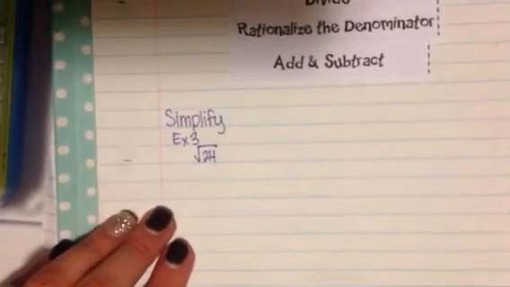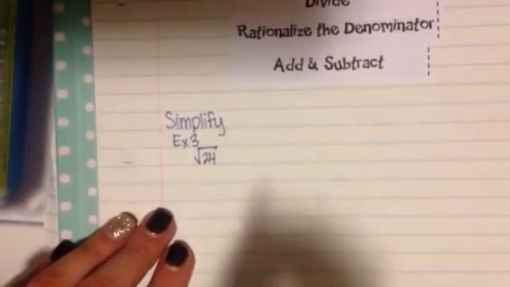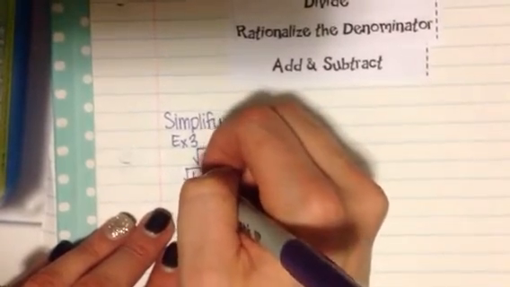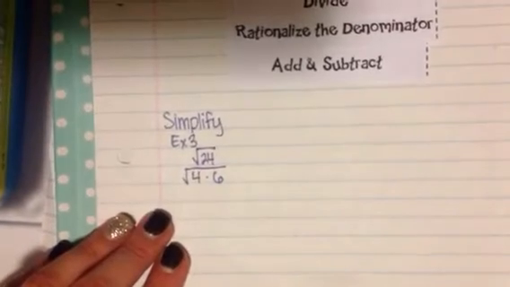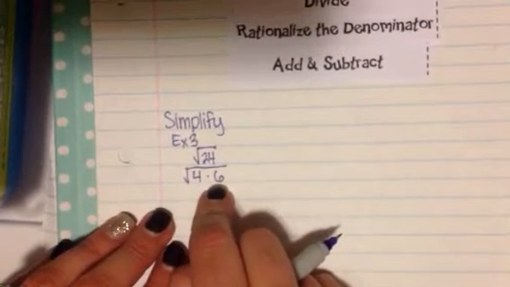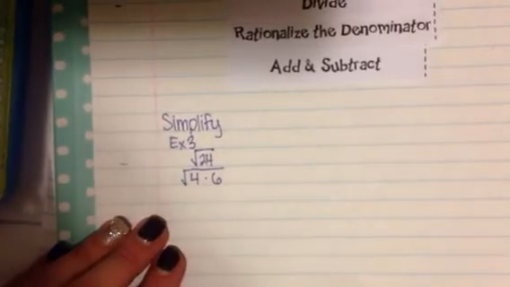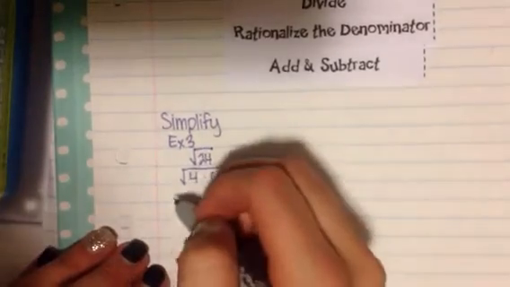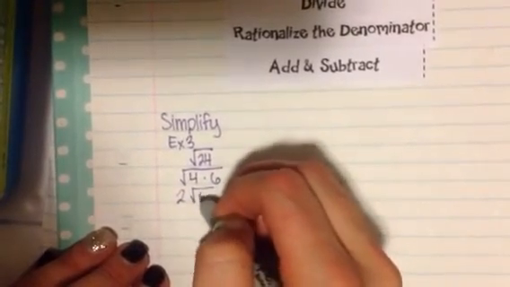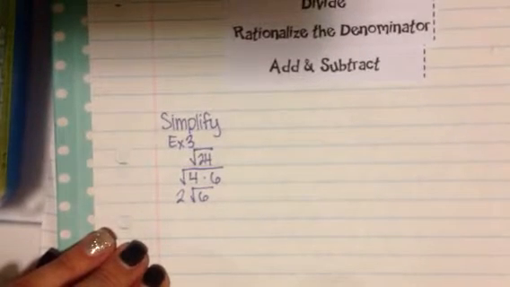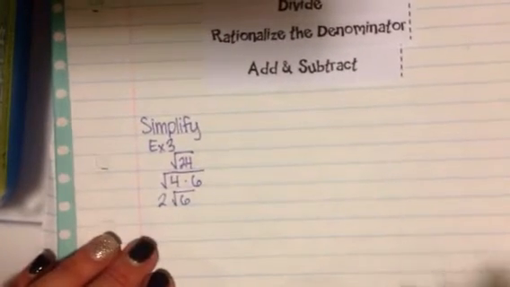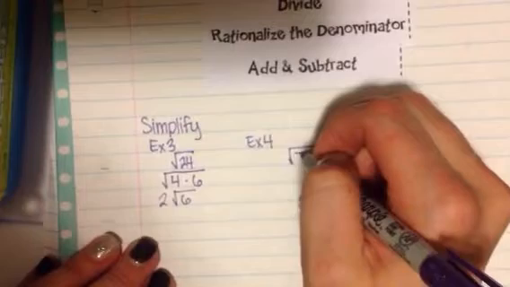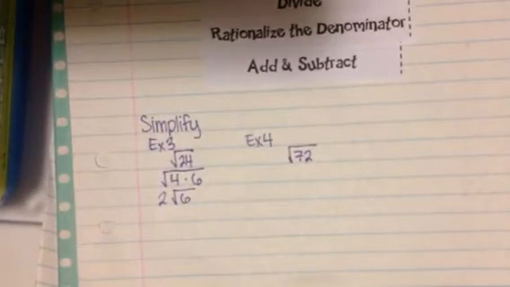Well, the largest perfect square that we know in 24 is actually only the number 4. So I can break this up into the square root of 4 times 6. 6 can only be broken up into 2 and 3, and 2 and 3 are both not perfect squares. So we're going to leave the 6 the way it is. The square root of 4 is 2, and then the square root of 6 stays inside. So let's try another one. What about example 4, the square root of 72. So a little bit bigger.